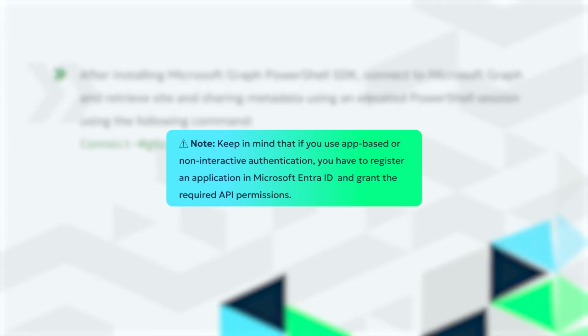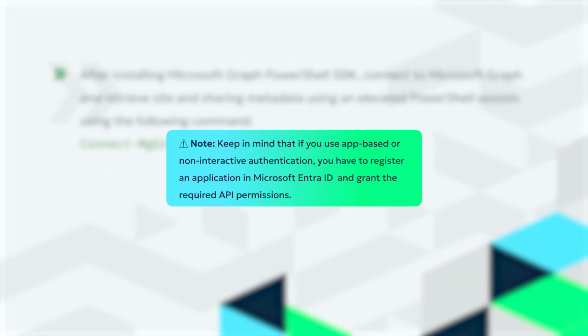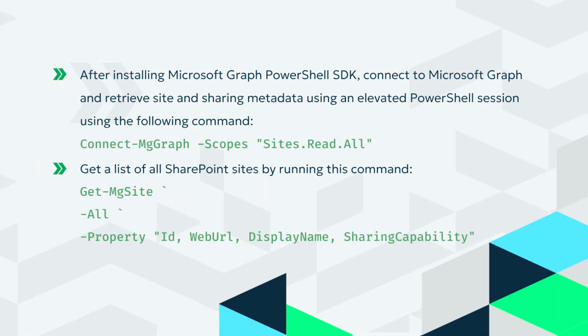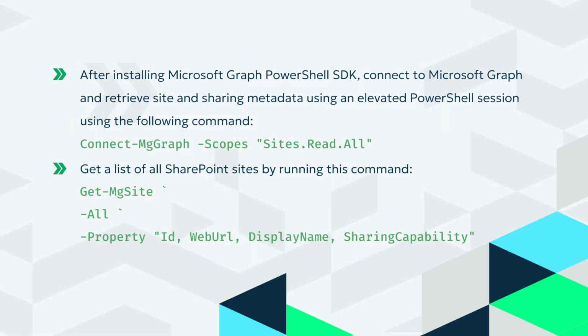Note: keep in mind that if you use app-based or non-interactive authentication, you have to register an application in Microsoft Entra ID and grant the required API permissions. Next, get a list of all SharePoint sites by running this command. Each site object should include metadata such as the site ID, web URL, and display name.